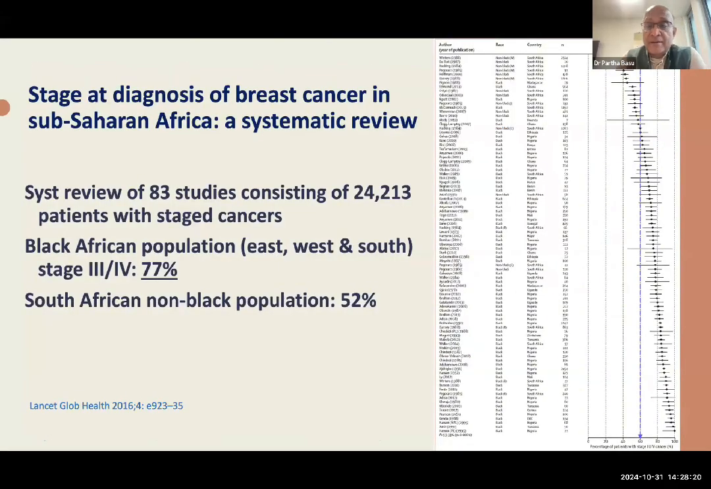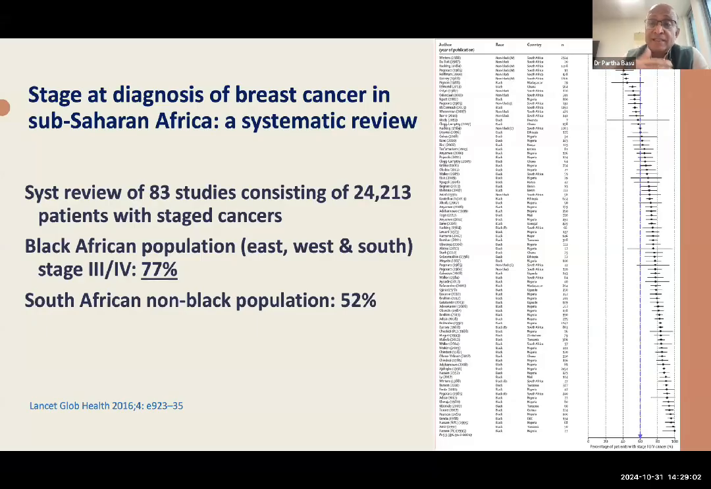So this is a classic example of what is happening in the low and middle income countries. This is a systematic review of the studies that included more than 24,000 breast cancer patients with known stage distribution in Africa. And as you can see, excepting some of the studies that included non-Black population in South Africa, all the studies have more than 60% of the breast cancers detected at stage 3 and stage 4. And on an average, it is 77%. So you can well understand the gravity of the situation.